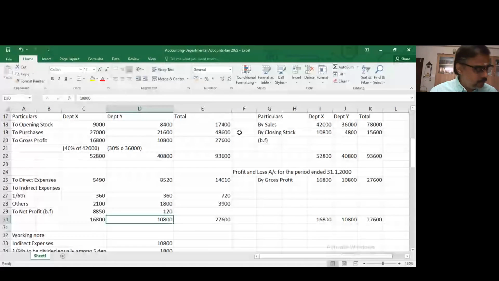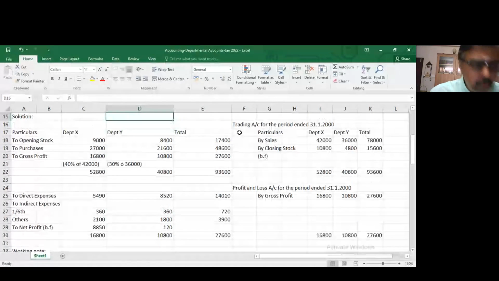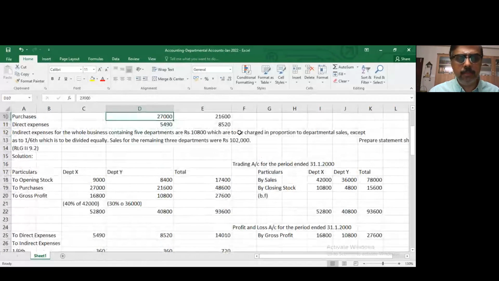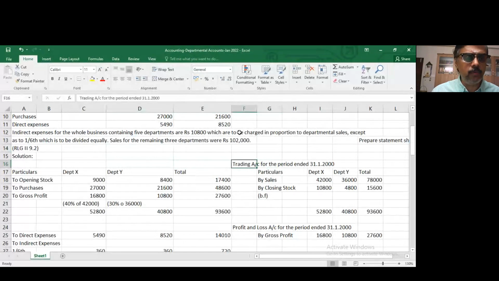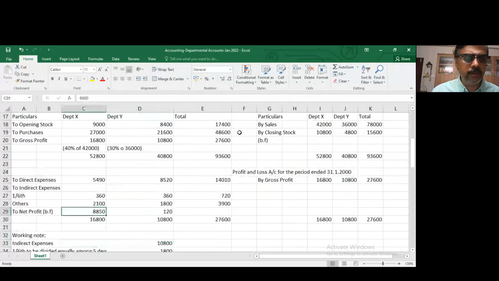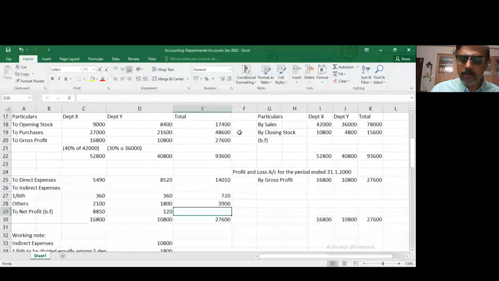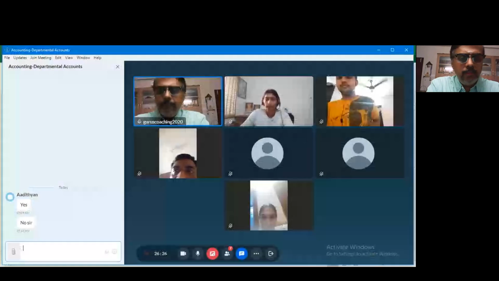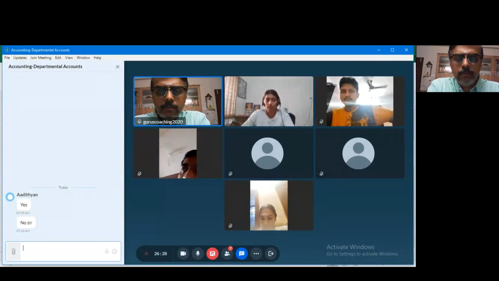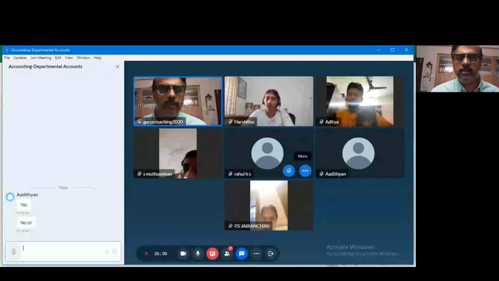So the problem is completed now. Very simple one, could be a 3-mark or 5-mark question, but it takes some 8 to 10 minutes, because you are supposed to prepare the trading and P&L account for each department separately and determine the net profit. So this is a magic figure: 8,850, 120, adding up to 8,970. I think this problem is a fairly simple one. Do you all agree? Is there any complication in this?